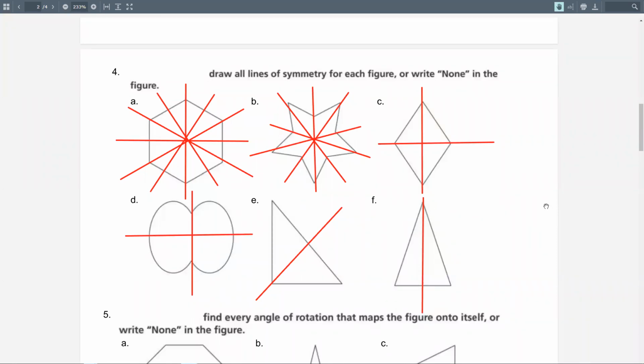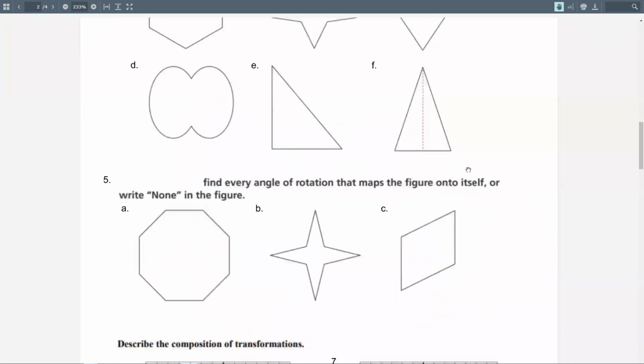Okay, that's number 4, the lines of symmetry. So we're looking for reflectional symmetry and drawing in the lines of symmetry. Number 5 is rotational symmetry.